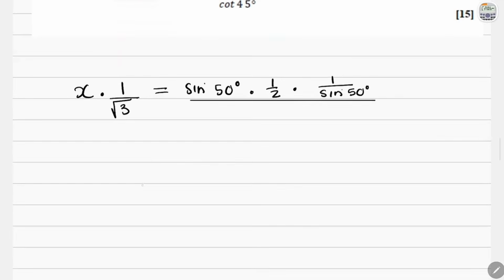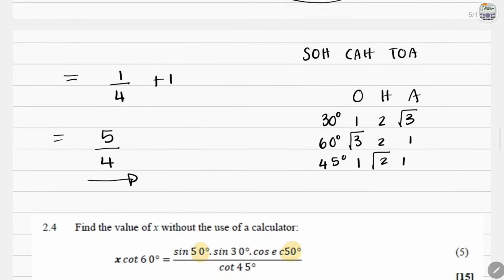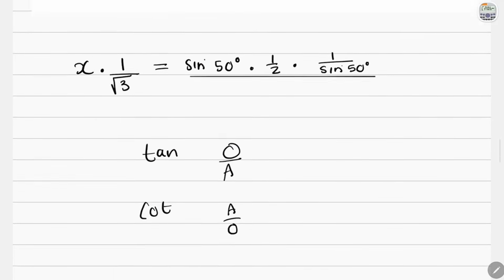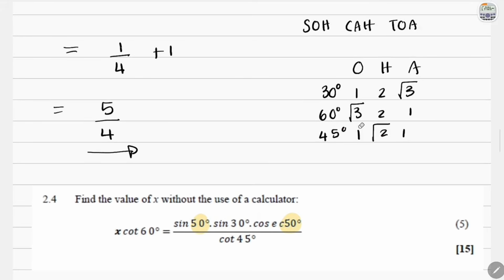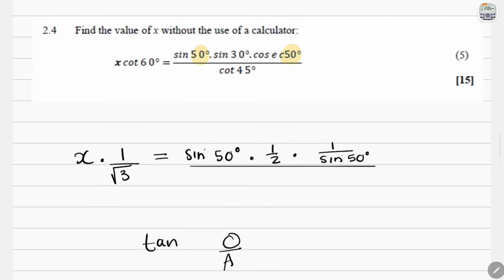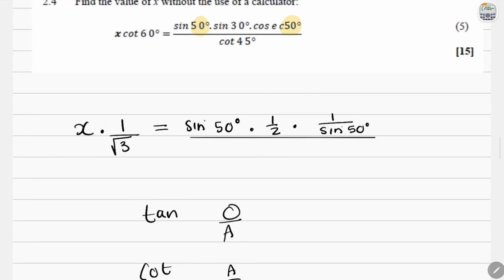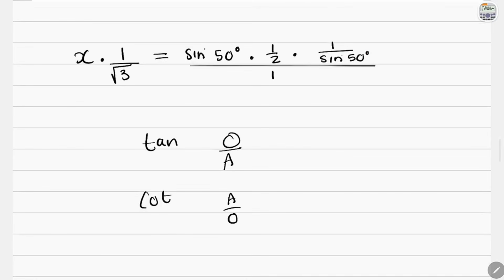Remember that tan 45 degrees, or tan really, is just opposite over adjacent, okay, TOA. And so cotan would be adjacent over opposite. So go to the 45 degree row in your OHA rule, and we're just going to take the adjacent over the opposite. So the adjacent is 1 over the opposite, which is still 1. Okay, so tan 45 degrees is 1, cotan 45 degrees is also 1. Okay, so that's all over 1.